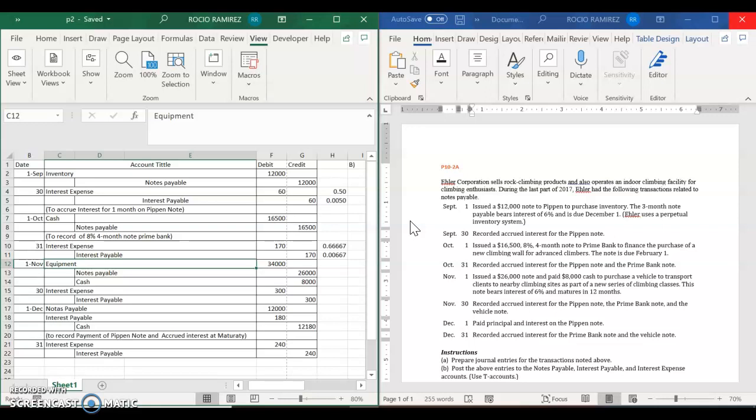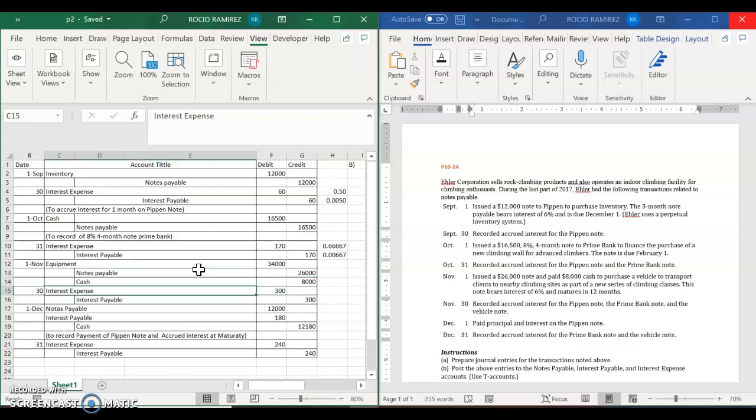In this case, it's going to increase our assets, equipment, for 34,000, and we are going to increase our liabilities because we issue a note for 26,000 and we paid 8,000 in cash. So that's why we are going to credit also cash.